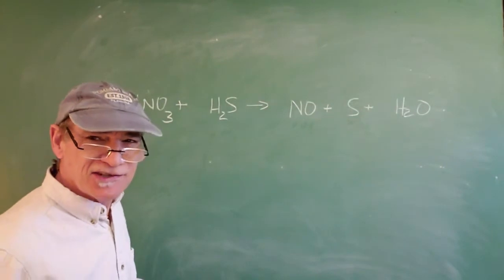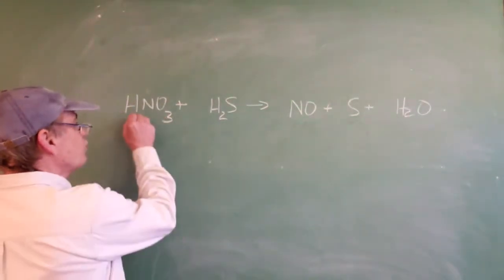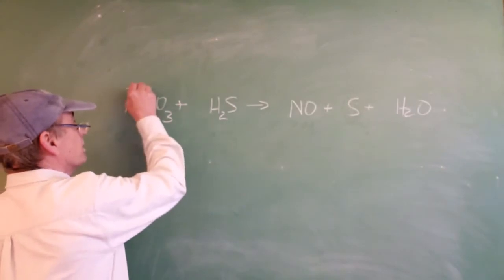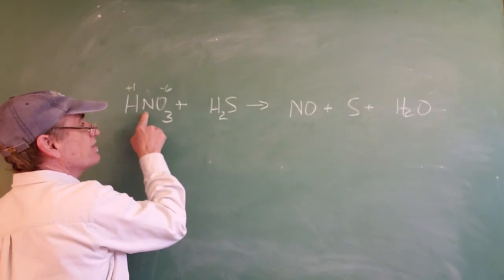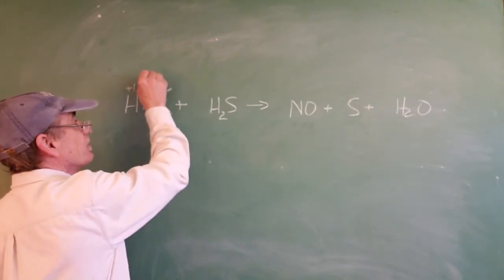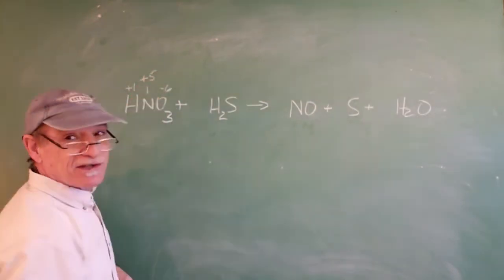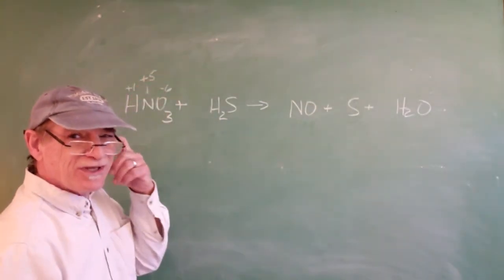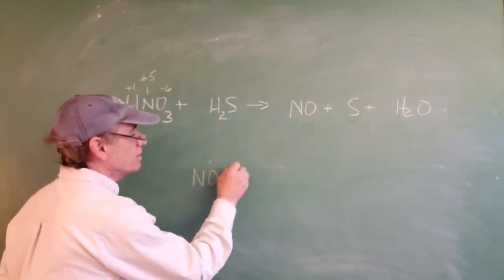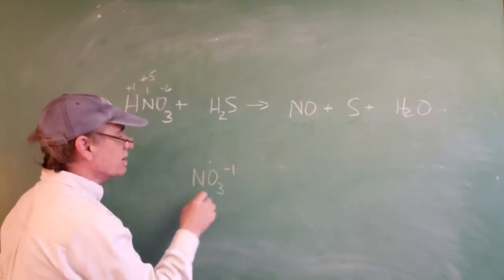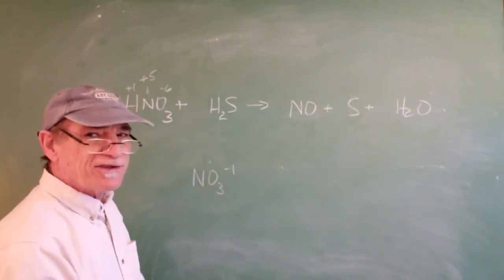But let's assign oxidation numbers first. Now again, HNO3, hydrogen's a +1. The oxygens are -2 each, so this is -6. That means that nitrogen is a +5. Now, after you do a few hundred of these oxidation reduction reactions, you realize that every time you come across a nitrate, that polyatomic ion, the nitrogen was always a +5. Well, that kind of makes sense, doesn't it?